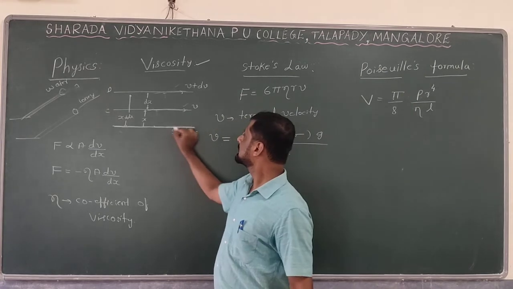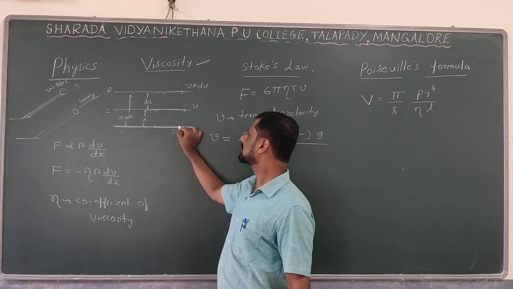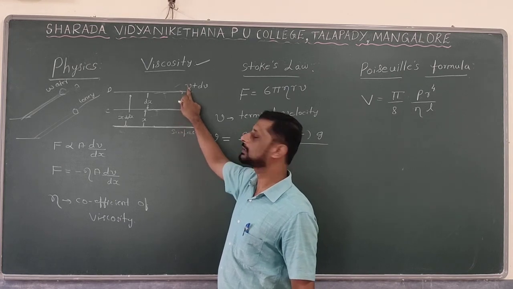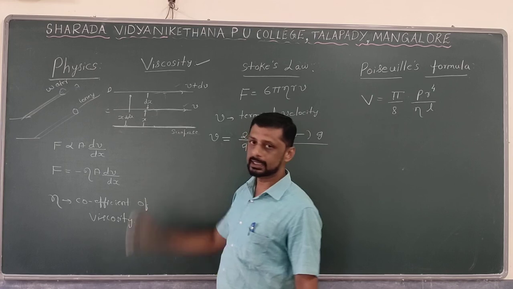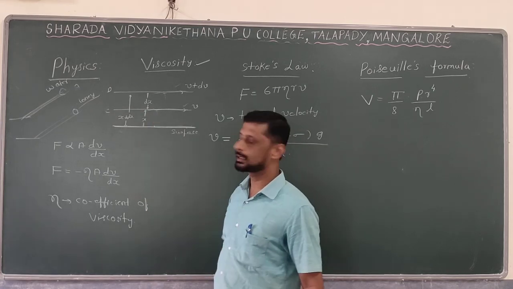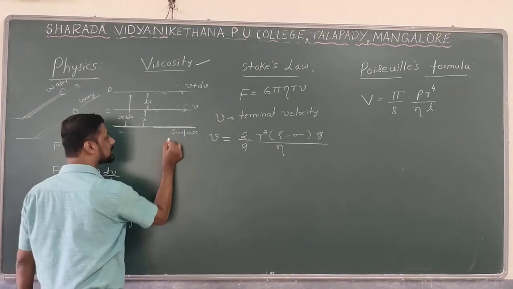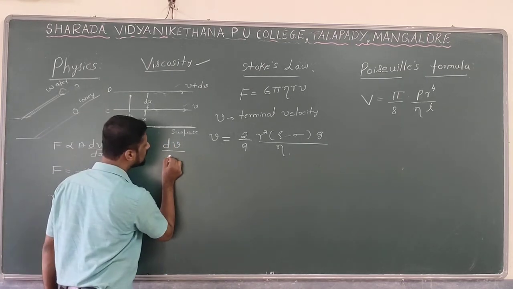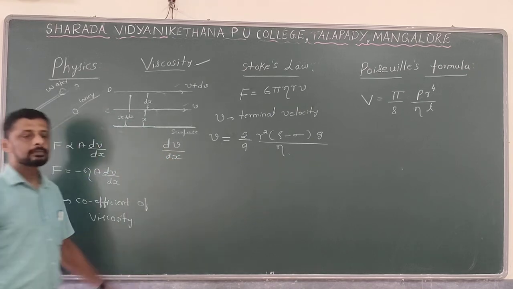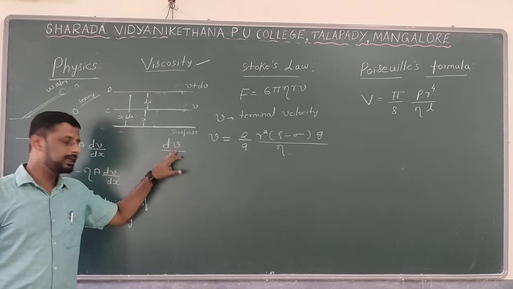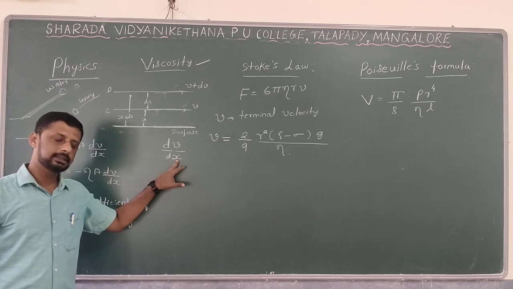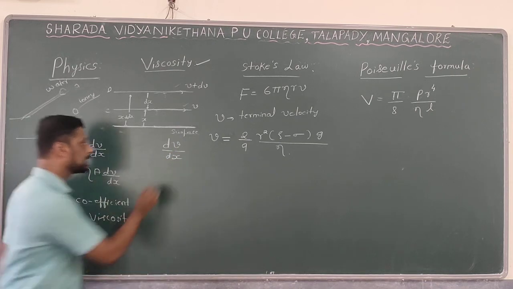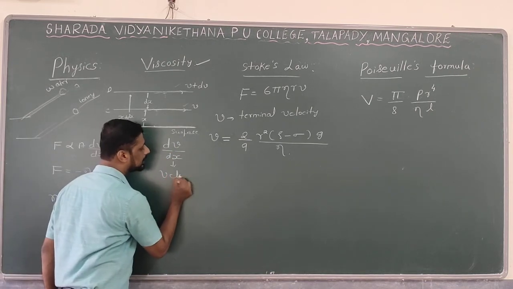Now in this case the velocity of the liquid layer which is in contact with the surface is equal to 0. Its velocity is v. Its velocity is v plus dv. Velocity goes on increasing with respect to what? With respect to dx. So there will be a small change in velocity, dv, with respect to a small change in distance, that is dx. dv represents a small change in velocity while dx represents a small change in distance. This ratio of small change in velocity to small change in distance is called the velocity gradient.